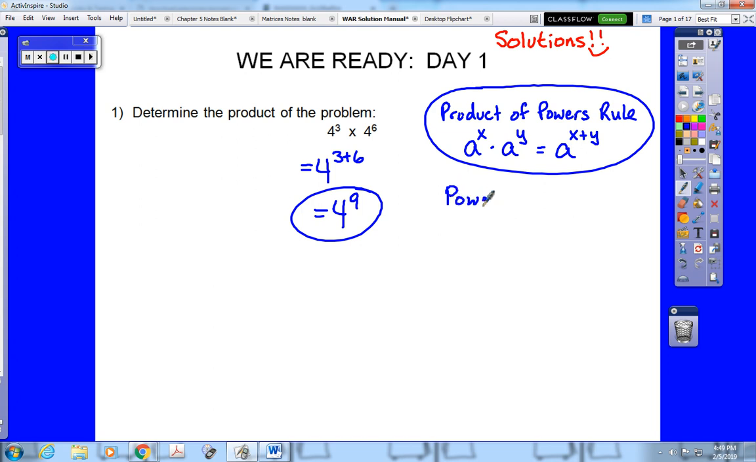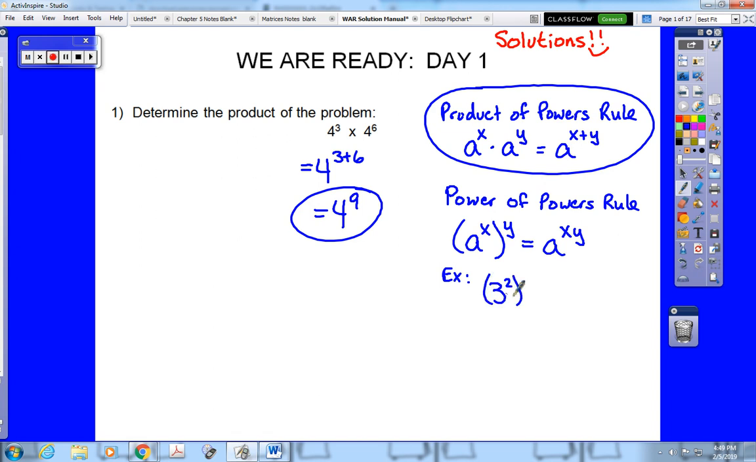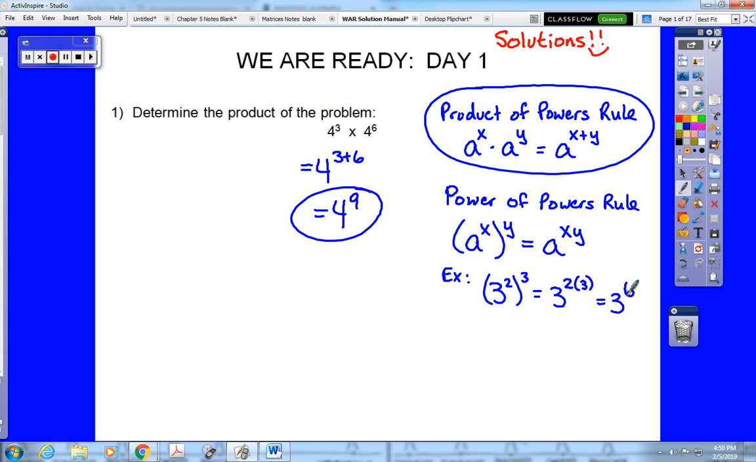The power of powers rule says that if you have a power raised to a 2nd power, you multiply those exponents. So for example, if you had 3 squared cubed, you would do 3 to the 2 times 3, or 3 to the 6th power.